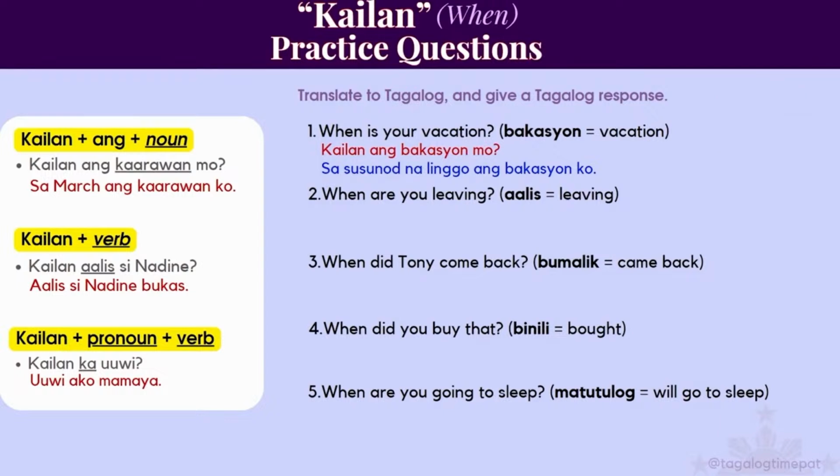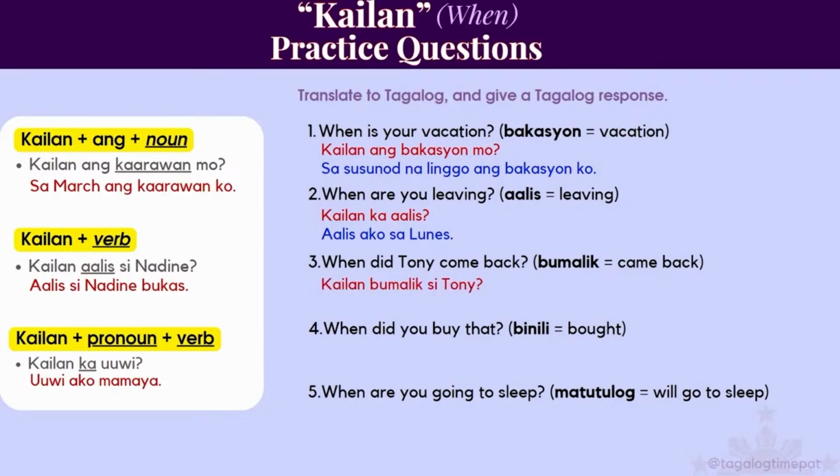Okay, so number 2, when are you leaving? Aalis means leaving. Kailan ka aalis? That's just rule number 3. Kailan plus the pronoun plus the verb. Kailan ka aalis? The response, aalis ako sa Lunes. Aalis ako sa Lunes. So there's sa because it's a future action. Number 3, when did Tony come back? Bumalik means came back.